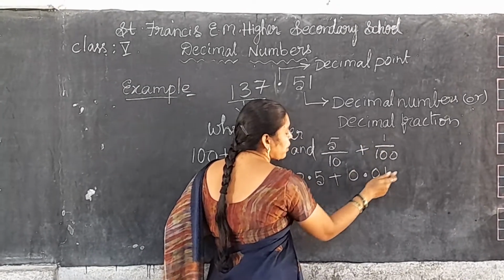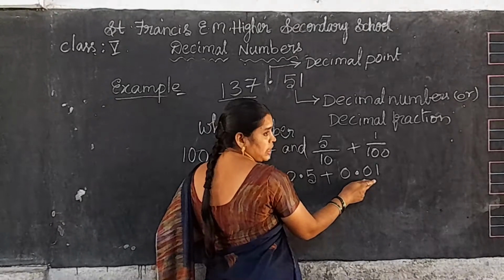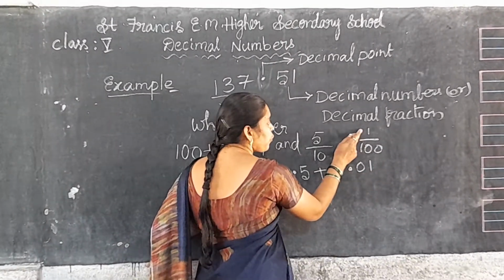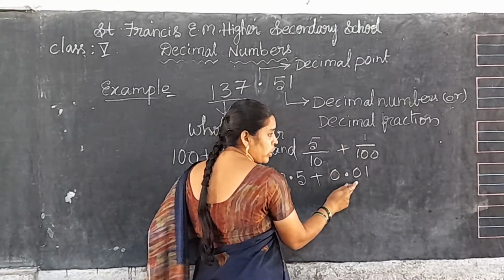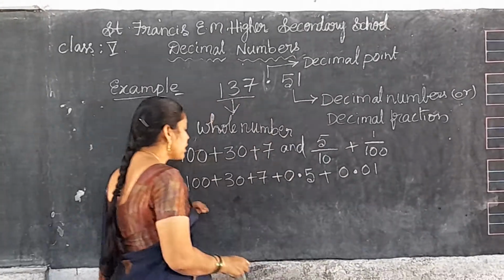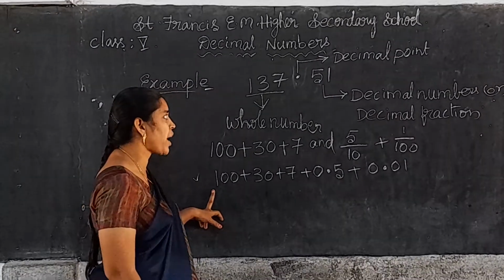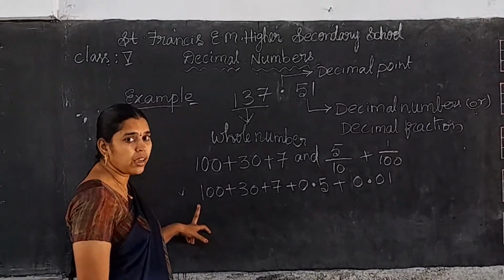So, that 1 should be right in the hundredths place. Before the tenths place, this is what we have to write: 0. This is the conversion of expanded form. Okay?